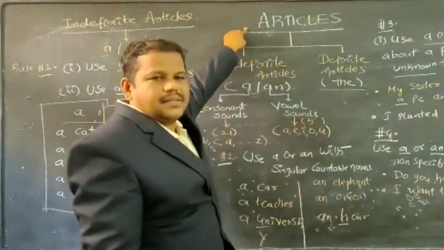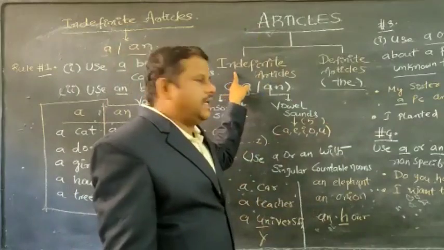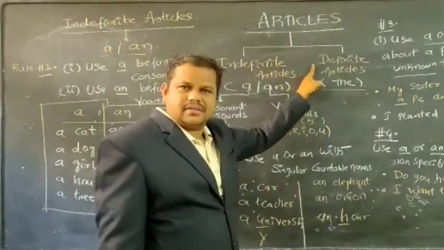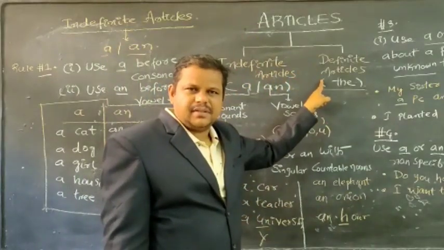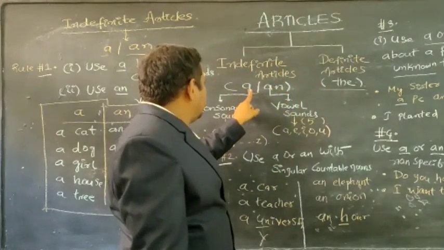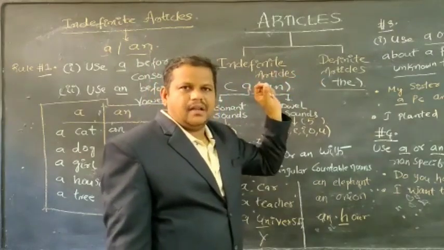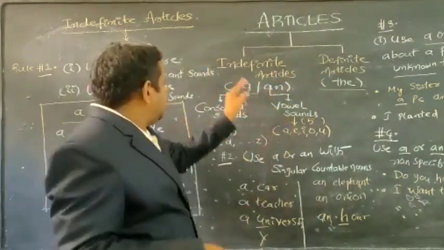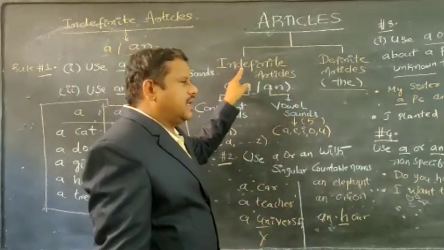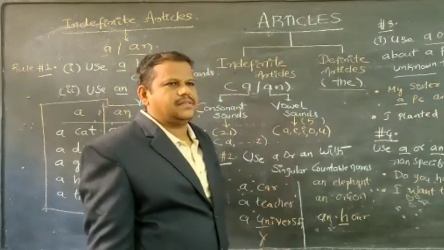Articles are classified into two types. They are called indefinite articles and definite articles. In indefinite articles there are two, a and an. The definite article is the. So there are two different types of articles: indefinite articles and definite articles.